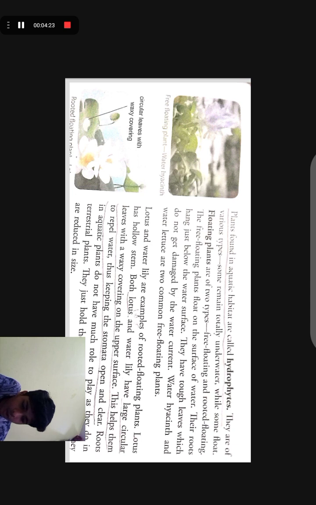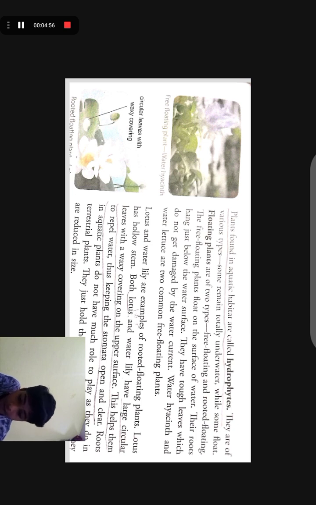Some remain totally underwater while some float. Floating plants are of two types, free floating and root floating. The free floating plants float on the surface of water. Their roots hang just below the water surface. They have tiny leaves which are not damaged by the water current. Water hyacinth and water lettuce are the two common free-floating plants. Lotus and water lily are examples of rooted floating plants.